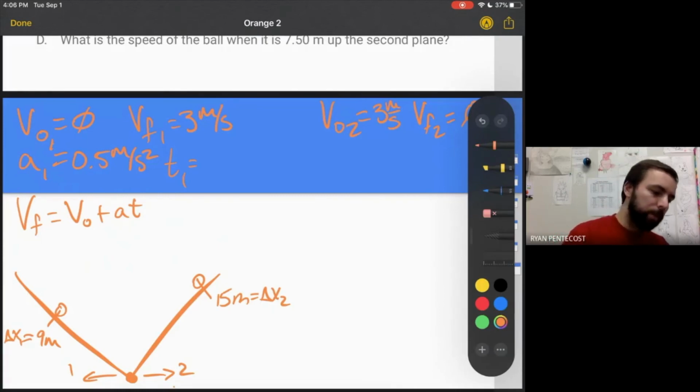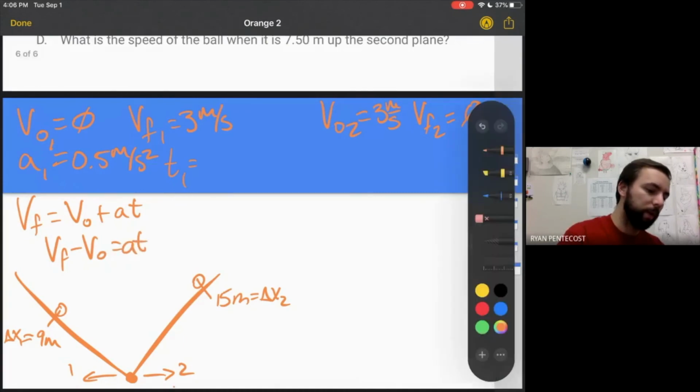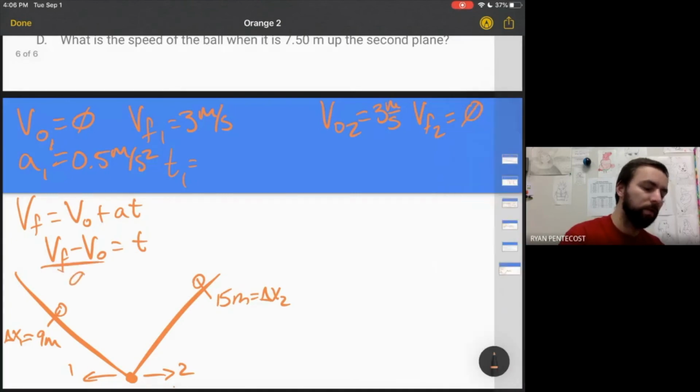So let's solve for the variable first before you use numbers. You have v final minus v naught equals at. Then we'll just divide that a over, and you've got time. Now we can plug it in. Remember, v naught is 0, so you don't need to use that.